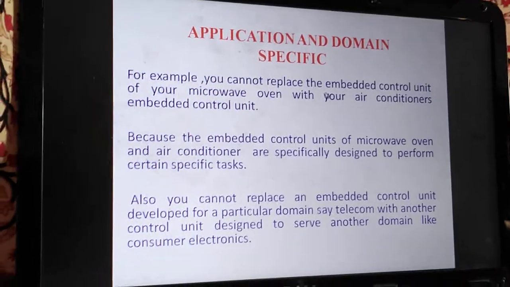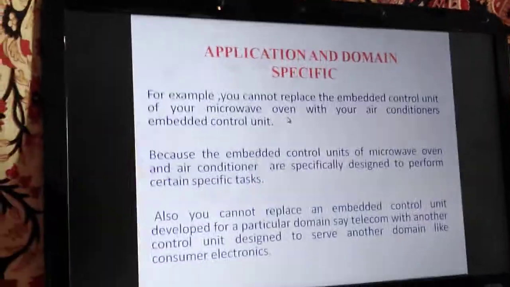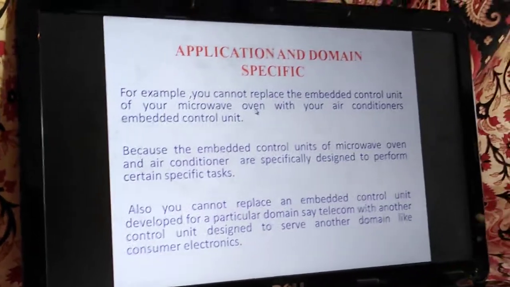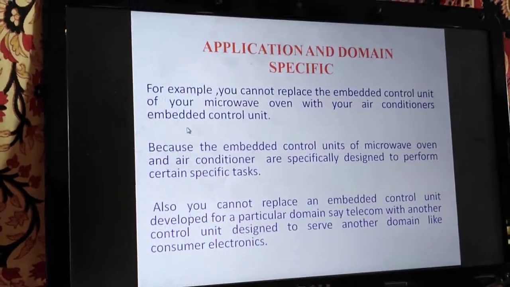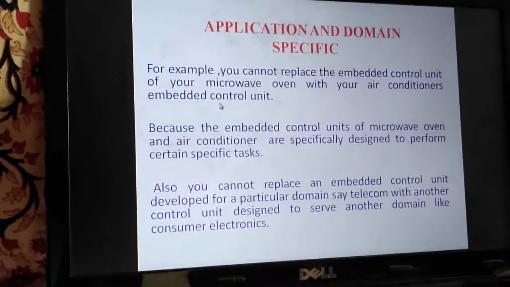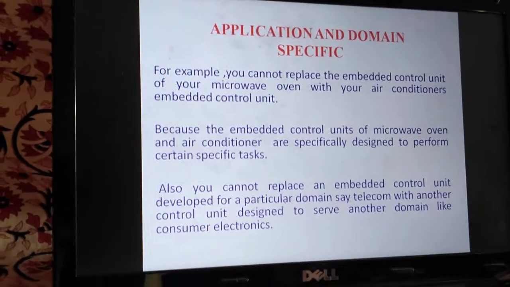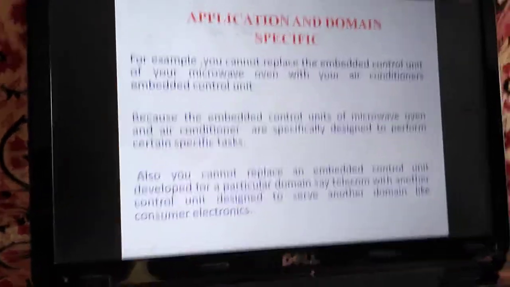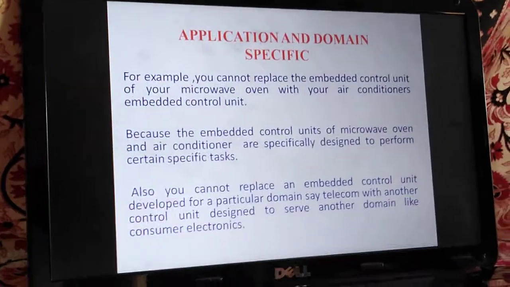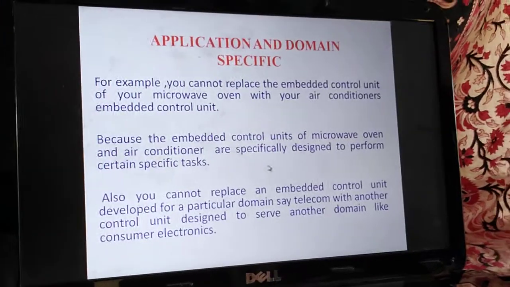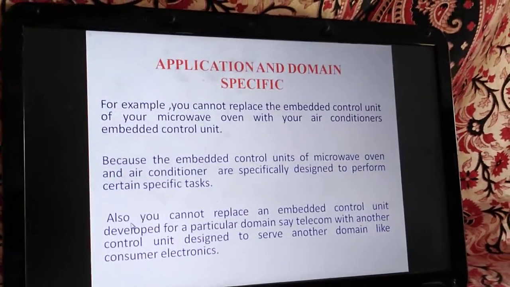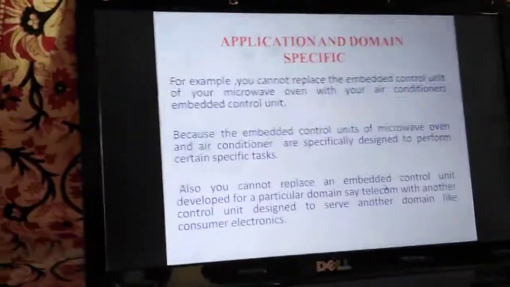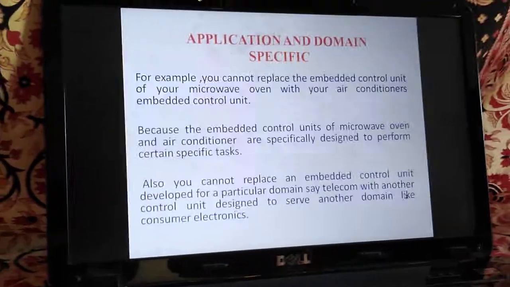For example, you cannot replace the embedded control unit of your microwave oven with your air conditioner's embedded control unit. A microwave oven is one embedded system and an air conditioner control unit is another embedded system. We cannot replace one with the other because the embedded control units are specifically designed to perform certain specific tasks. Also, you cannot replace an embedded control unit developed for a particular domain, say telecom, with another control unit designed to serve another domain like consumer electronics.